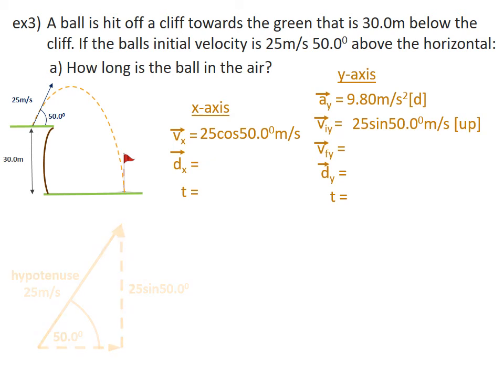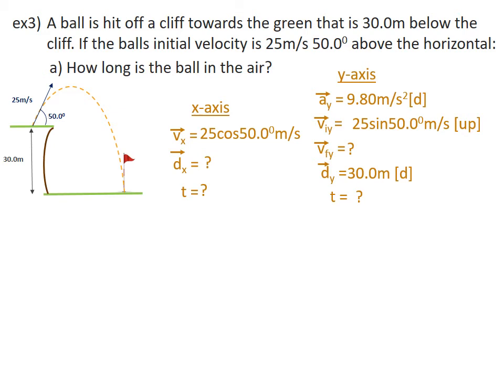Now, what else am I given? I'm told that the green is 30 meters below the cliff. So when the ball lands, it'll be 30 meters below where it started. So in the y-axis, my displacement will be 30.0 meters down. And I'm asked how long is the ball in the air? So I'm looking for time. I do not know how far the ball will be displaced in the x direction. I do not know how fast the ball will be traveling in the downward direction when it hits the green.